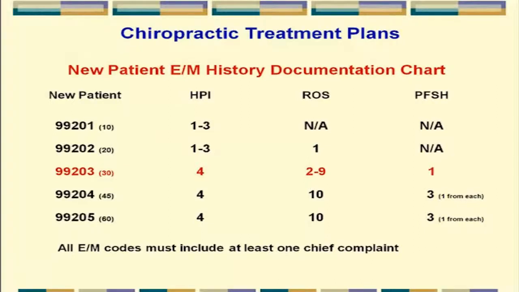Here's a little chart. Maybe I should share this with you here. So chief complaint we went through, the HPI we went through, you need 4 of those. As far as the review of system, you have to review 2 to 9.